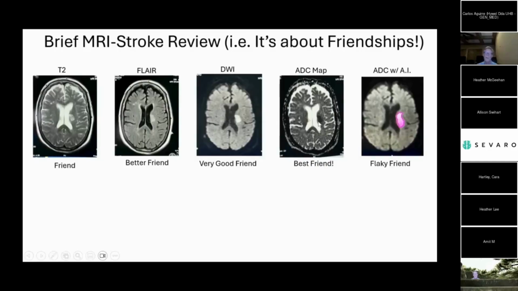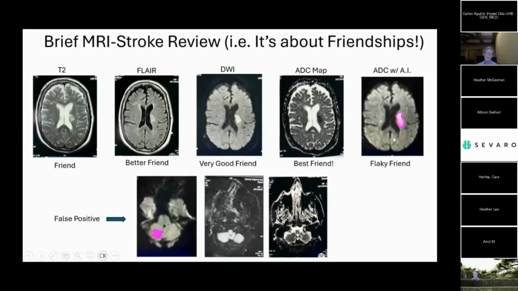Now your flaky friend is AI. In this case, AI colored it magenta for us. I don't think it was really necessary, but there it is. The problem is you can get false positives and false negatives. In this case, let's look at the ADC. The ADC at the right cerebellar hemisphere is just like the left. The problem is the computer thinks this thing's a stroke. It is not. The computer made a mistake.